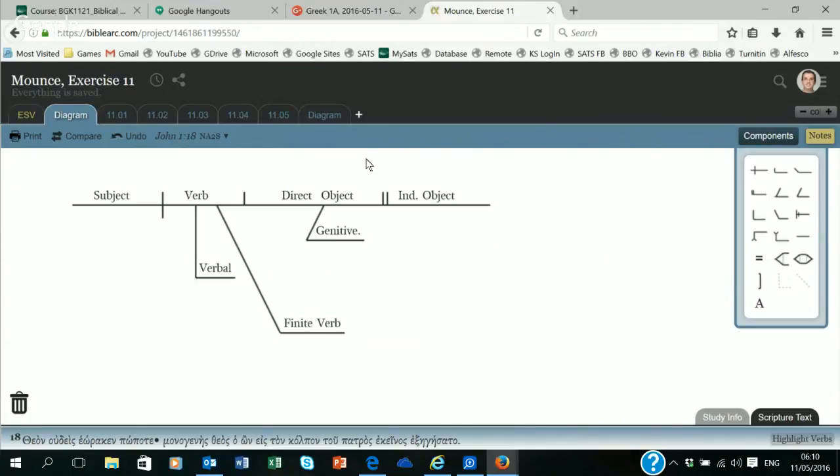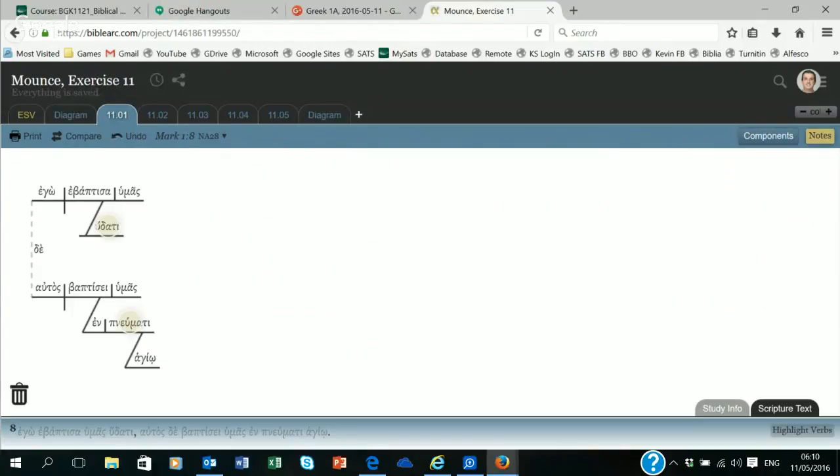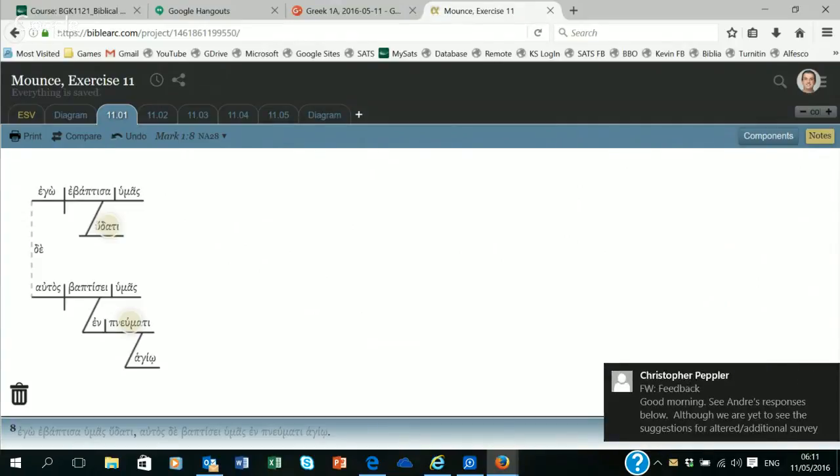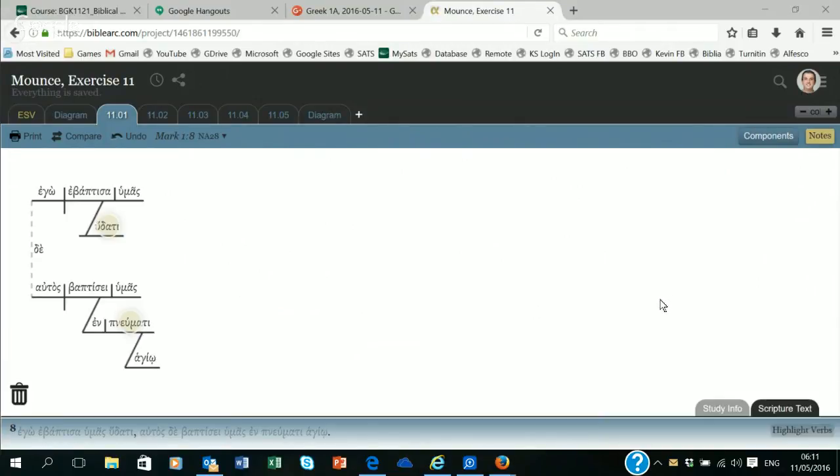So what I'm going to do now is take exercise 11 of Mounce's workbook and look at some of the examples. So if we start with exercise 11, I've done number 1. What we have effectively is ego ebaptisa umas. I have baptized you. Let's take that off. Udati, in water or with water. The dative is modifying the verb ebaptisa, and so is diagrammed as if it were an indirect object.